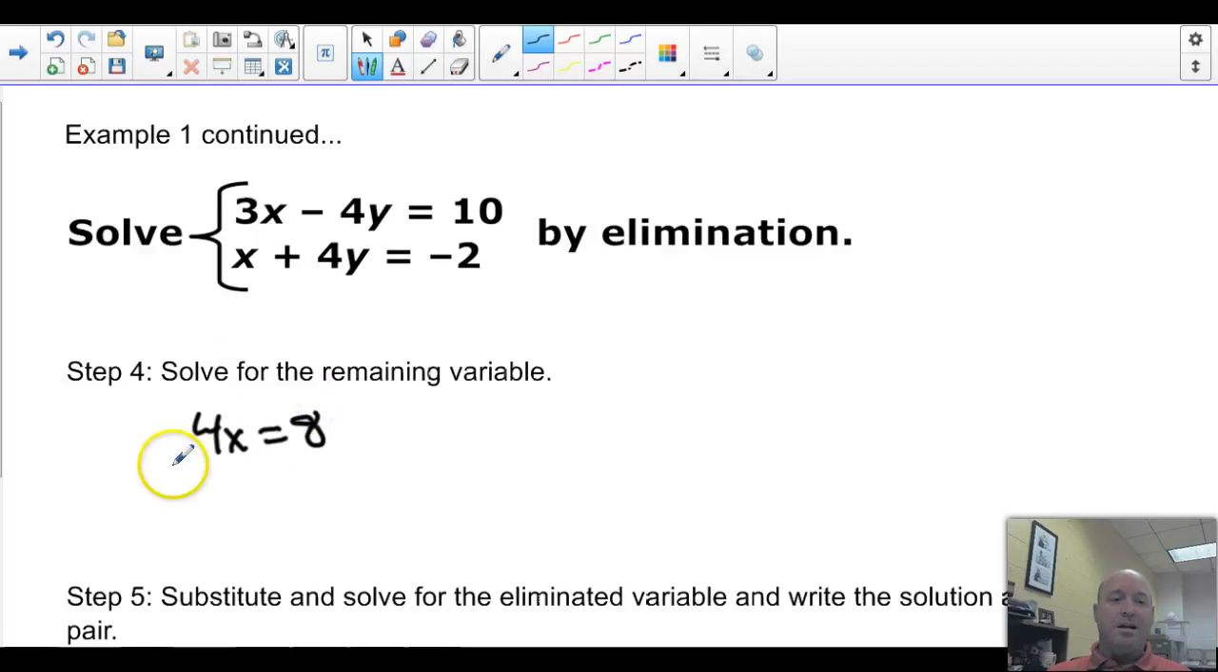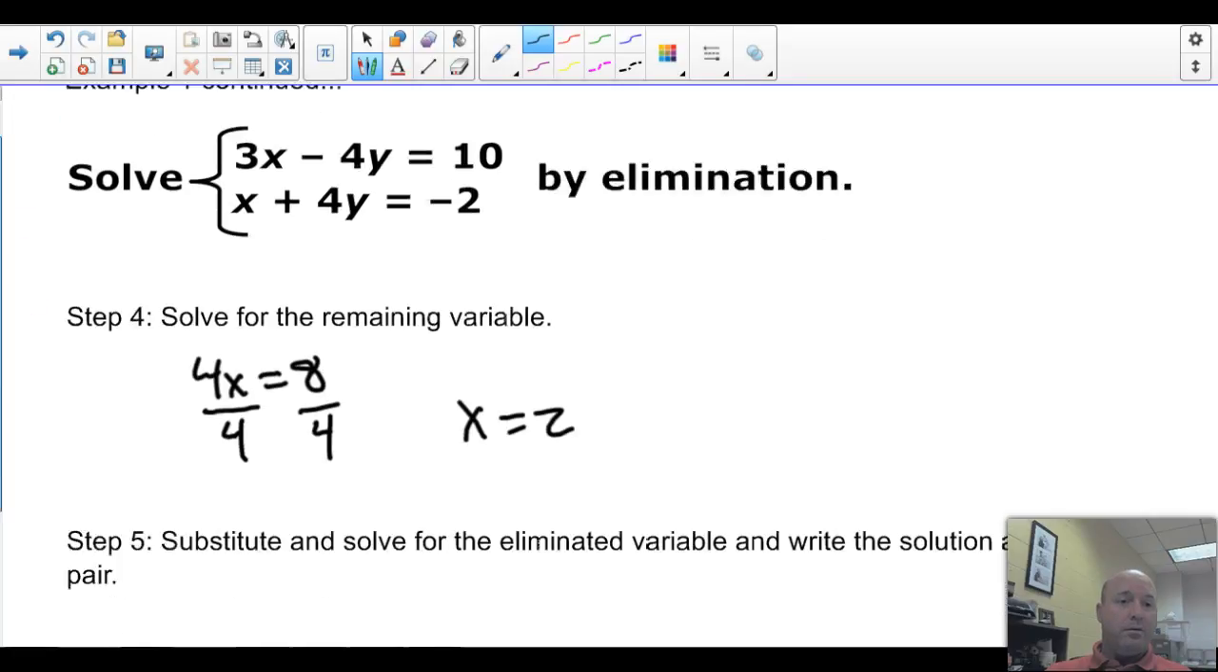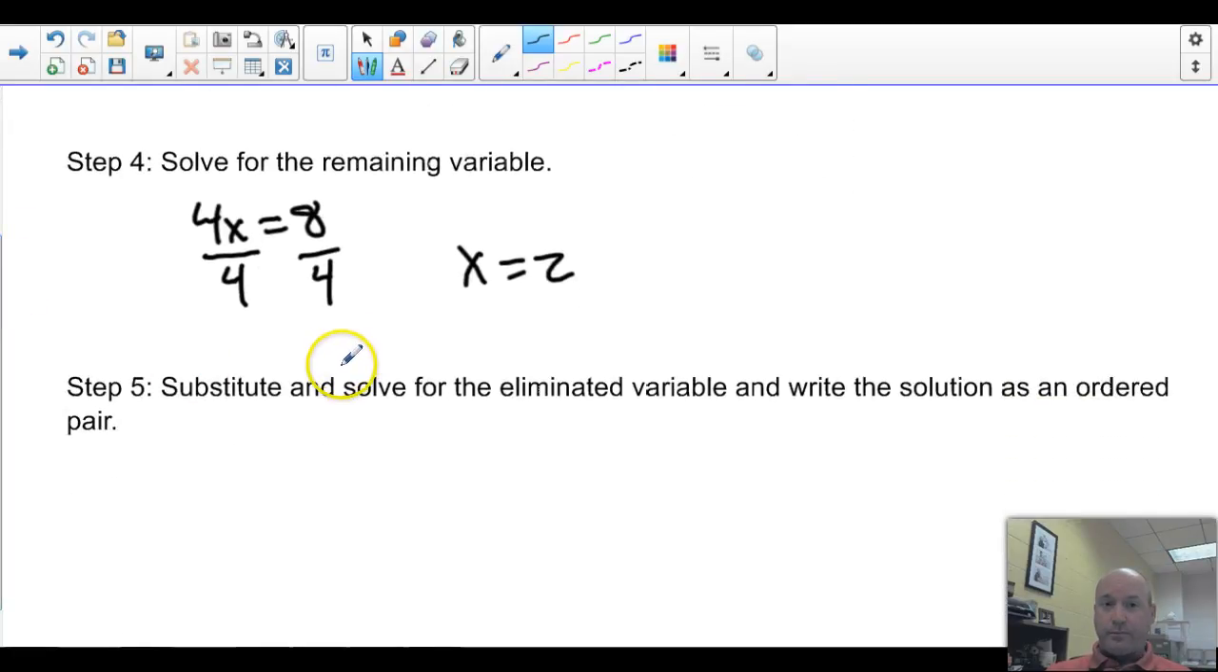Okay, so 4x equals 8. That's what we got in the last step when we added, and now I want to solve for the x, okay? So I'm going to solve for the x, and I'm going to get x equals 2. Now, all of this is in your success packet, and you should be following along, filling that packet in, okay? Now, I have the x coordinate, because remember, I'm looking for an ordered pair. So I'm going to go back into one of the originals, and it doesn't matter which one, and you're going to substitute the 2 for the x.